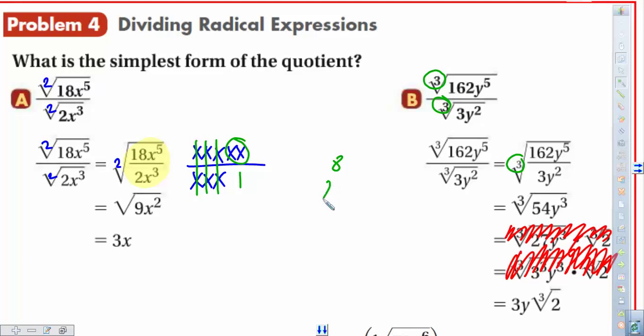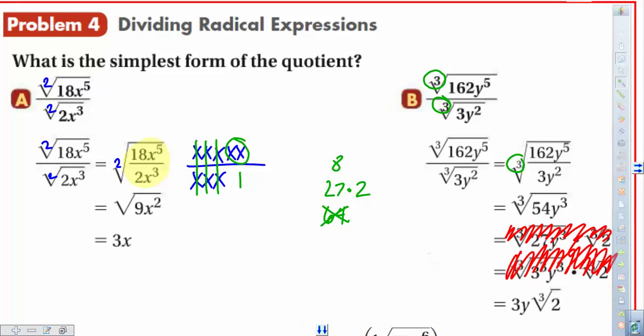3 times 3 times 3 would be 27. 4 times 4 times 4 would be 64, but do you see why we can stop right there? Because 64 is higher than 54. I think 27 will go into 54. How many times? I think it's 2 times, right?